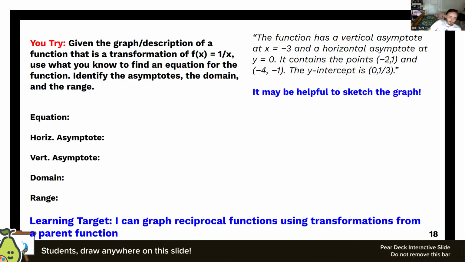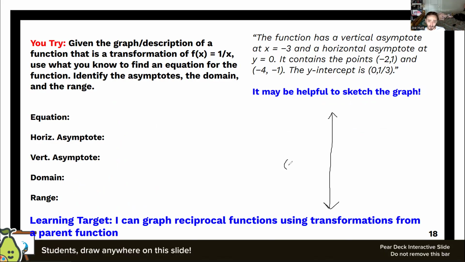The last couple are going to be kind of tricky in the sense that they don't really give us a graph anymore, but they do describe some things. So one thing that you might find helpful here is to try and sketch the graph out for yourself. I'm going to draw just a really quick and dirty example here. It's not perfect, but I just want to capture the most important elements of the graph.